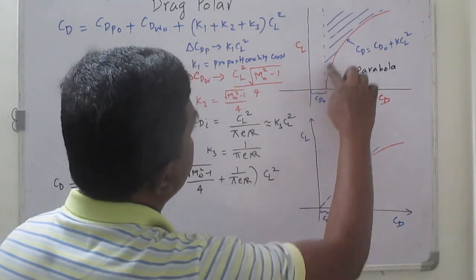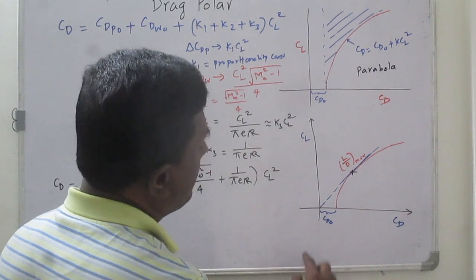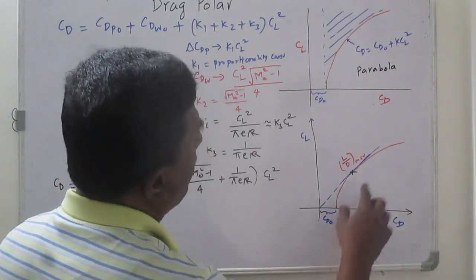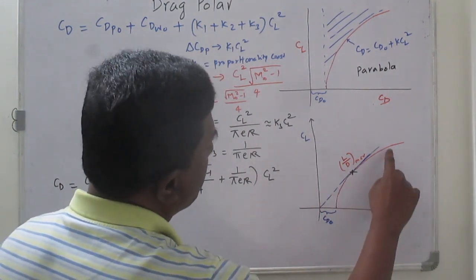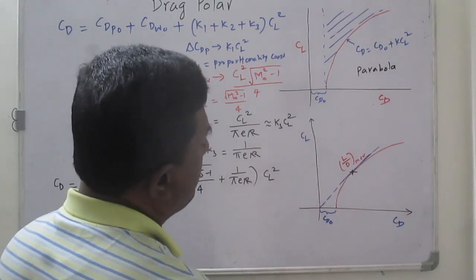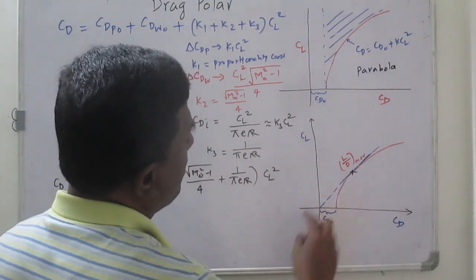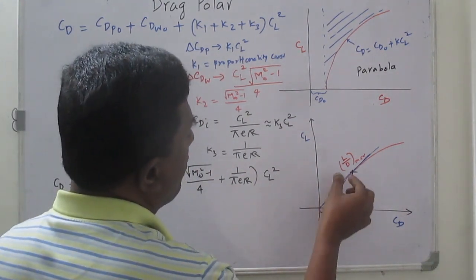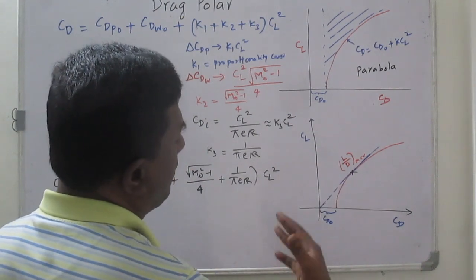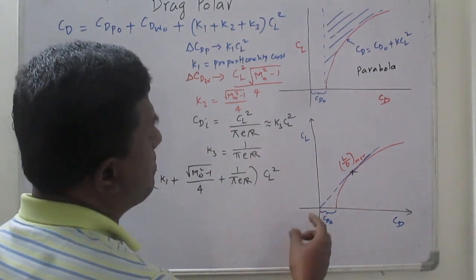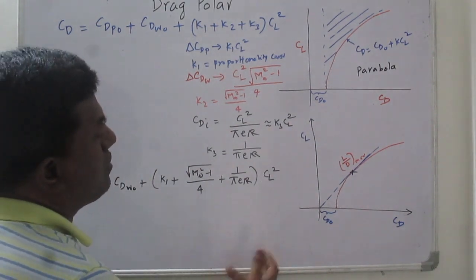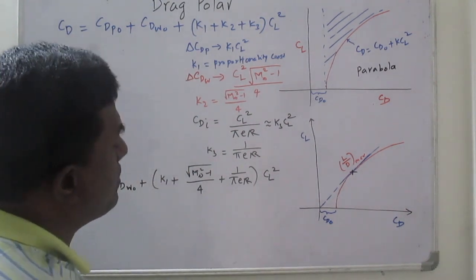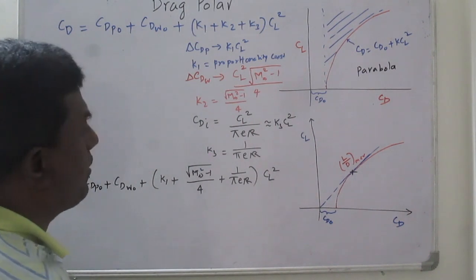Here we have redrawn the same plot, and from the origin, if you draw the tangent to this curve, which is not a pure parabola, then we get the intersection point where it touches. That point we take as the maximum L by D ratio. So this is the pure or actual maximum L by D ratio. From the theoretical aspect also, we know how to find the maximum L by D ratio. That we will see in the next video lecture.